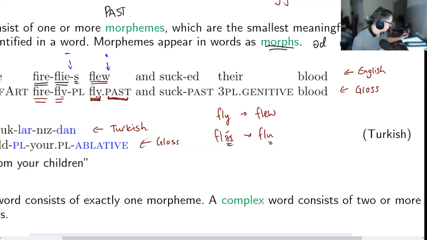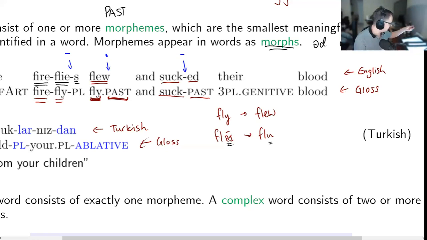So if we continue on and we take a look at the word sucked. So suck, ed, here's suck, here's the past tense ed, and then of course we use the dash here because this can be broken up into its two components, suck and the past tense. So suck and ed.